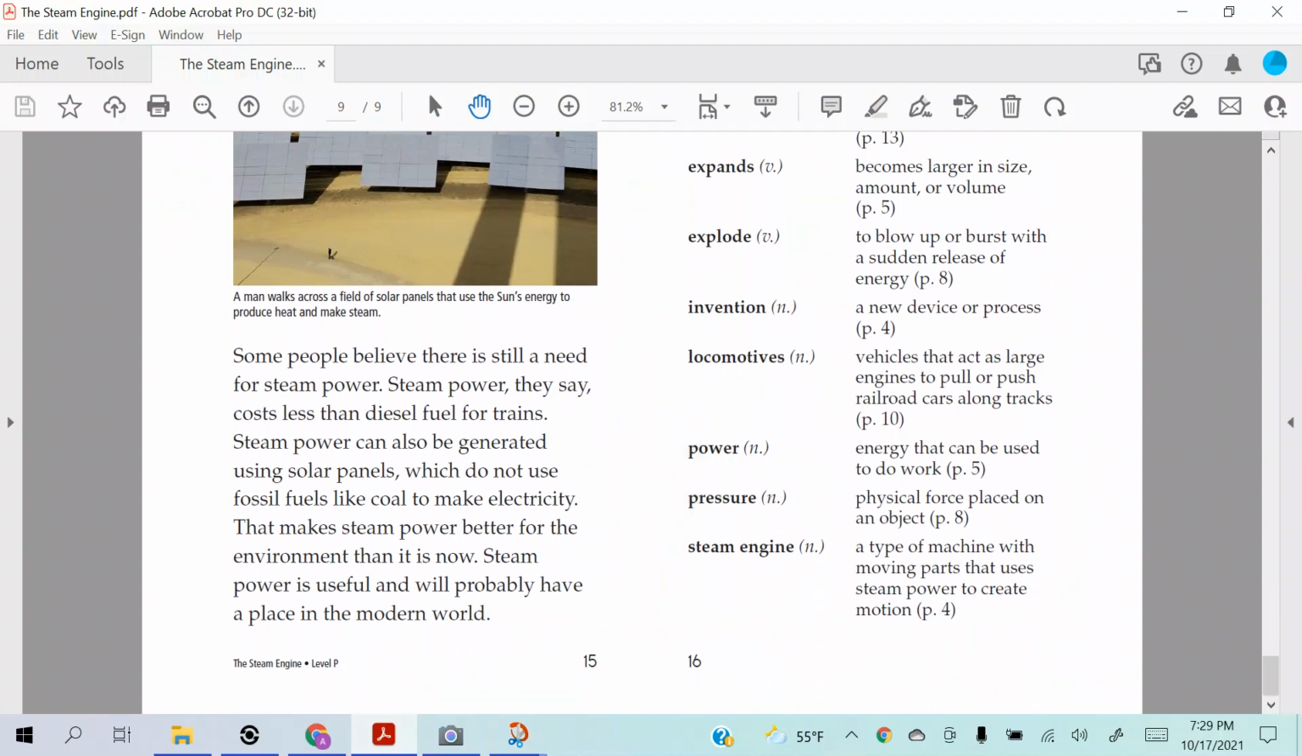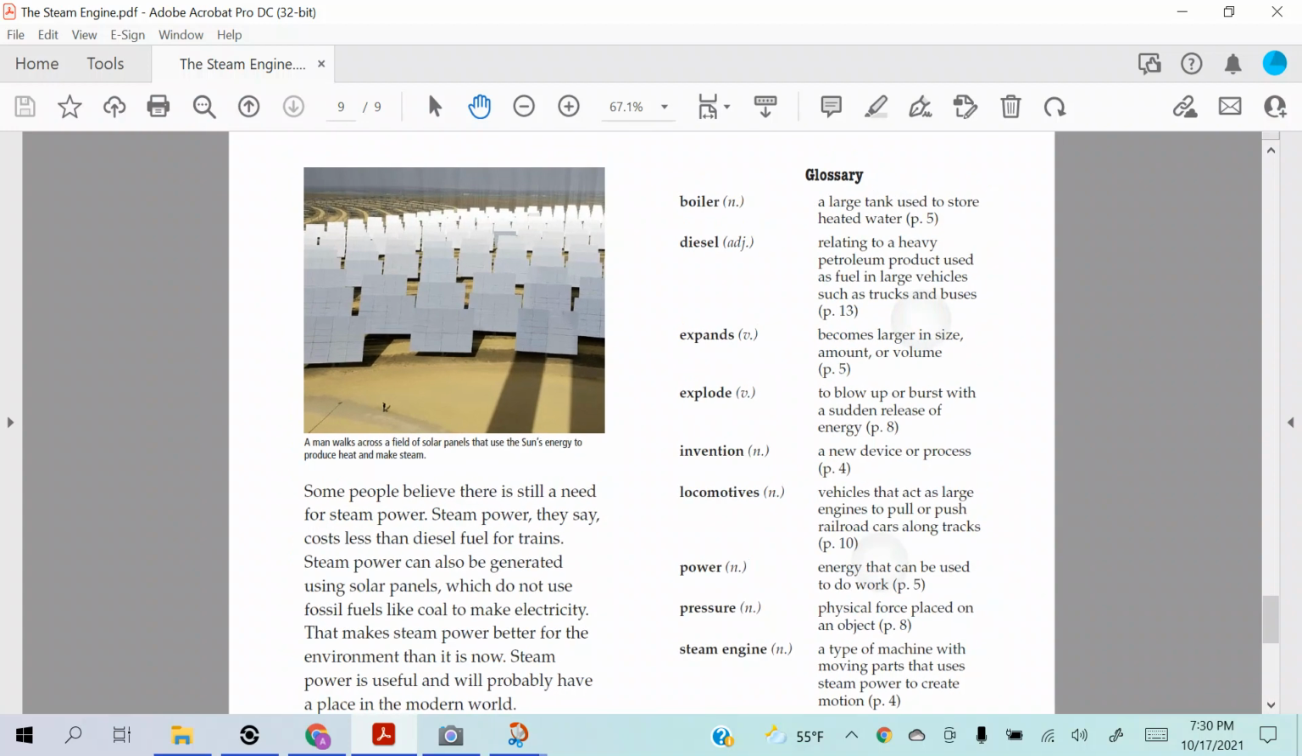Some people believe there is still a need for steam power. Steam power, they say, costs less than diesel fuel for trains. Steam power can also be generated using solar panels, which do not use fossil fuels like coal to make electricity. That makes steam power better for the environment than it is now. Steam power is useful and will probably have a place in the modern world.